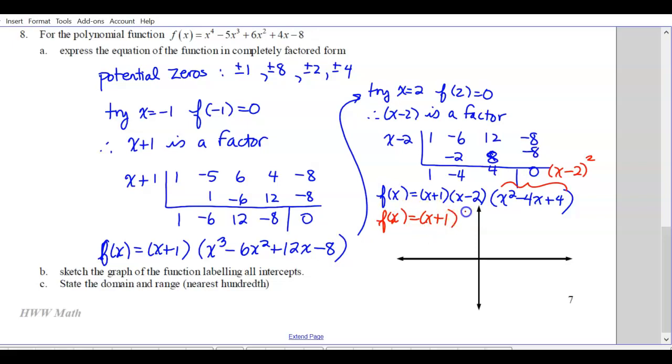Okay? Now, if you show 3 factors of x minus 2, that's not wrong. But we like to combine them, right? Use your powers.